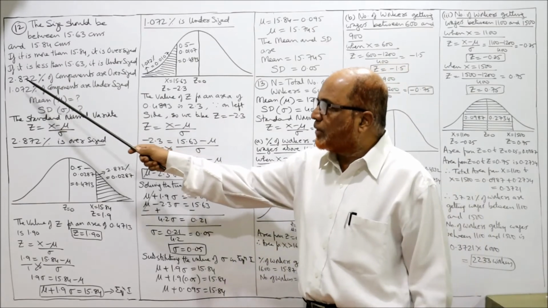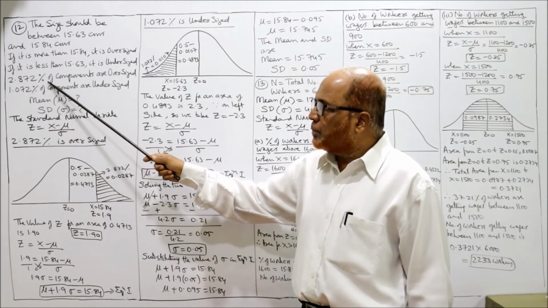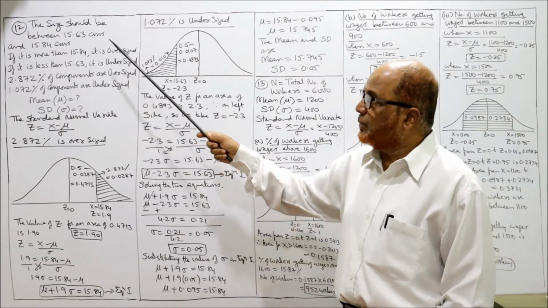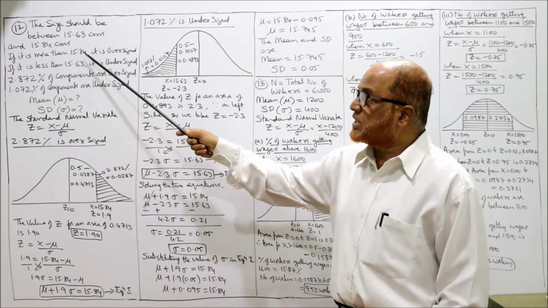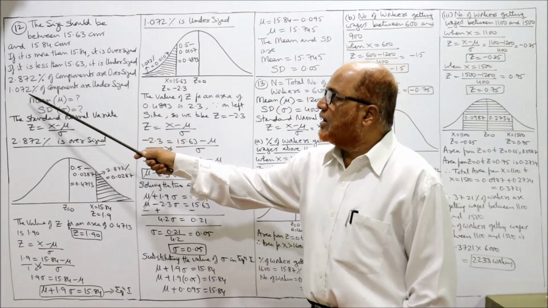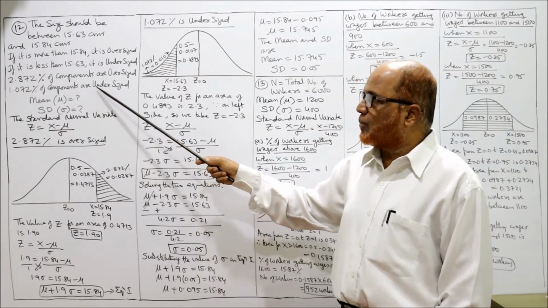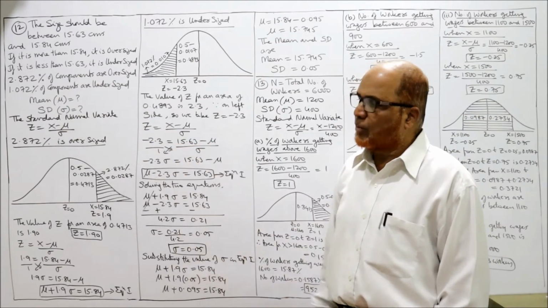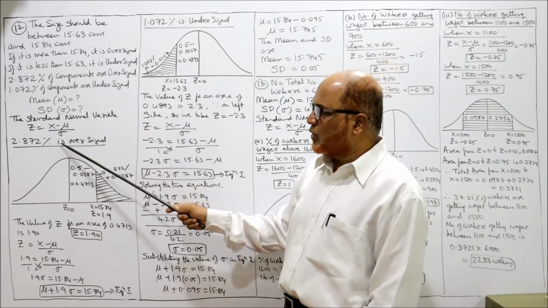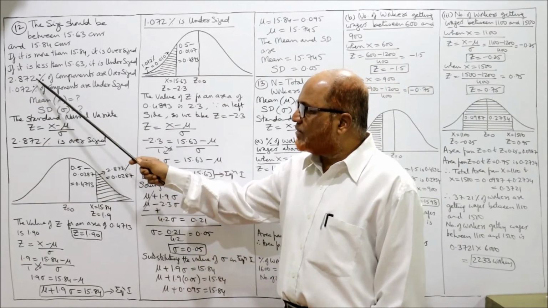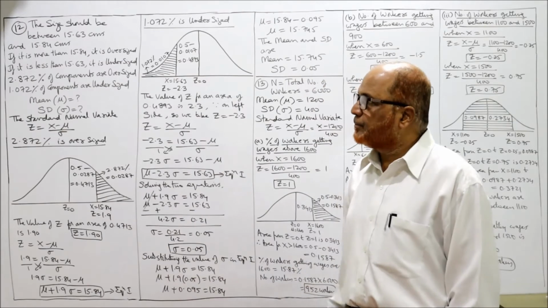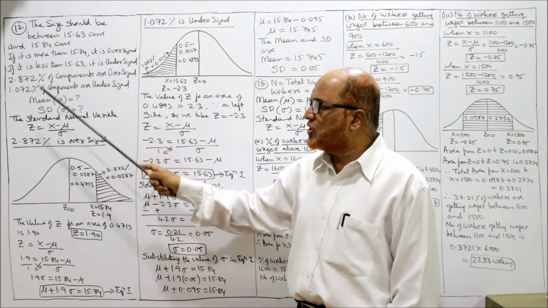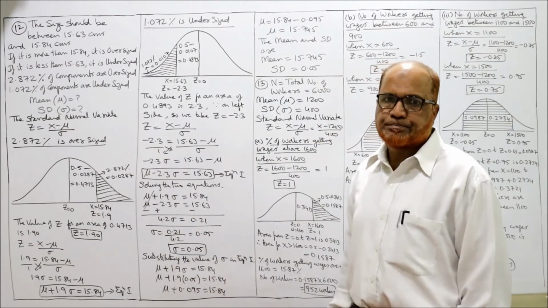And what is given in the problem? 2.872% of components are oversized, meaning more than 15.84. And 1.072% of components are undersized, below 15.63. For the mean and standard deviation, we use the standard normal variate, Z equals x minus mu by sigma. The oversized percentage is 2.872%. This information we put in the diagram, the normal curve.